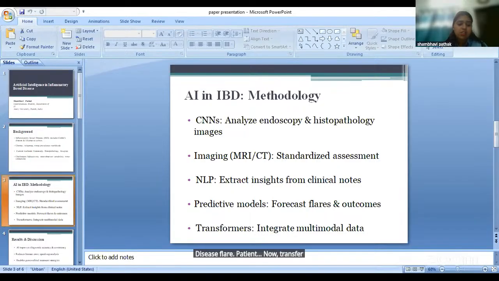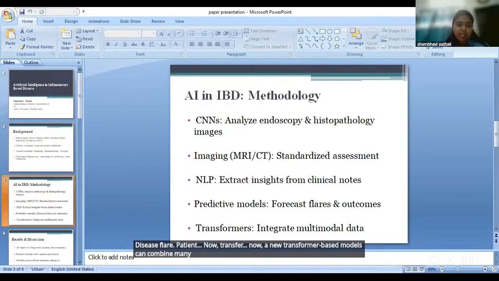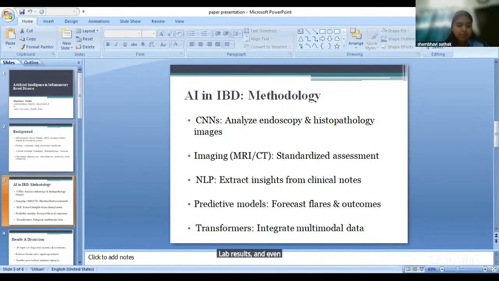Now, new transformer based models can combine many types of data like images, lab results, and even genetics to give doctors a full picture of the patient.